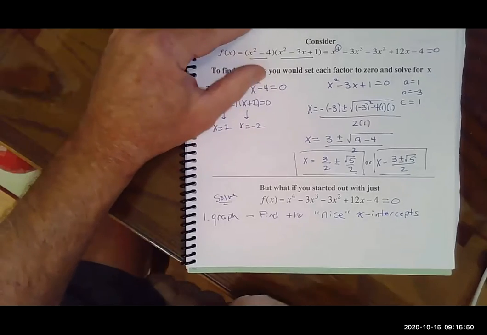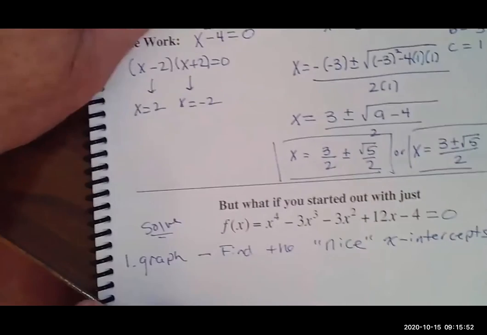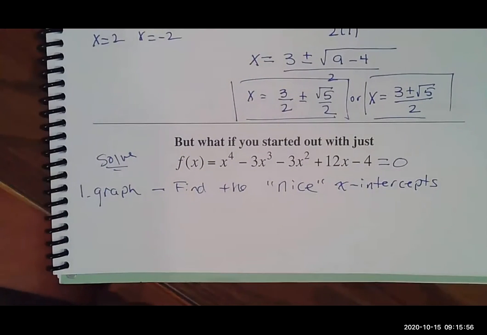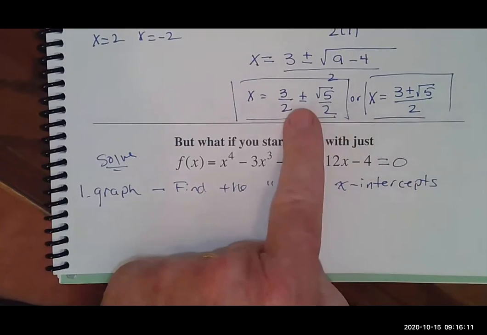Now there might be 4 x-intercepts. You don't know until you graph it. So you find the nice ones, and ideally there's going to be 2 nice ones, because then I'm going to show you how to find the other ones. These guys are not nice.